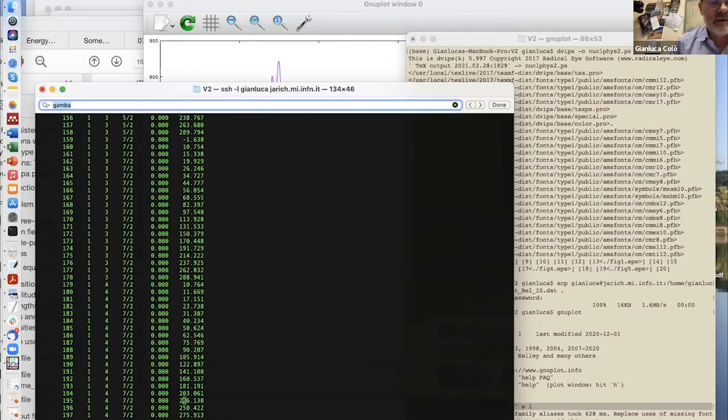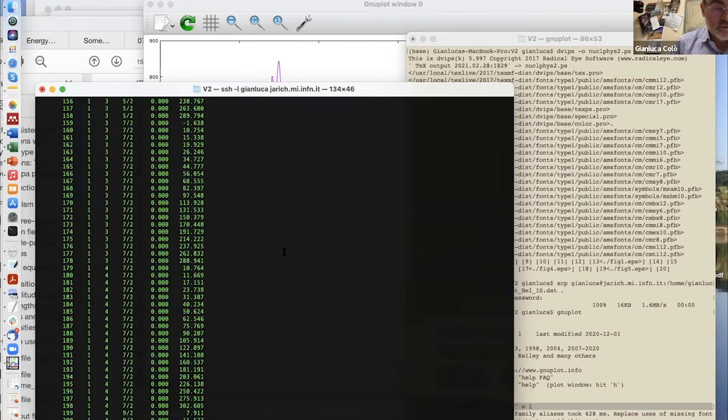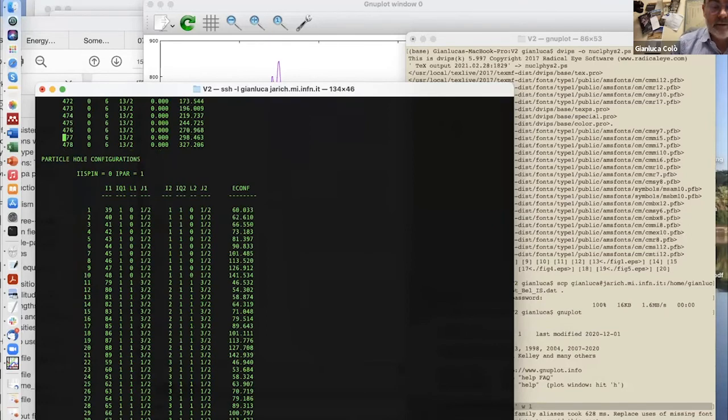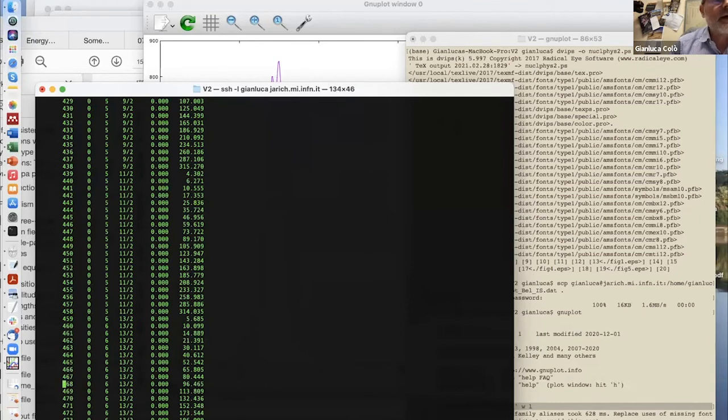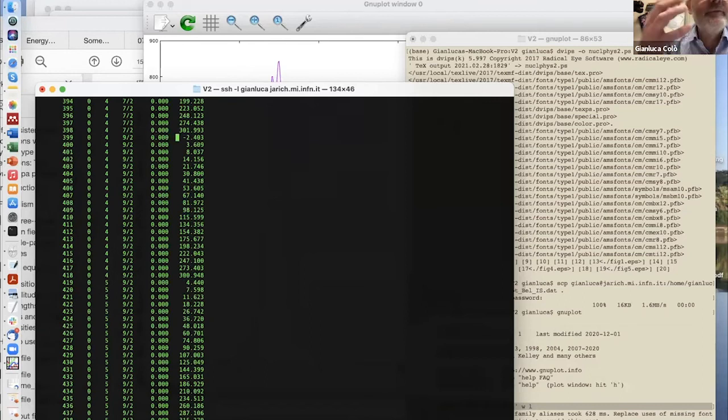So let me try to do this a little bit faster. This is not what I would like to do. So, for instance, let's look at the neutrons. I just scroll quickly and try to find some interesting state. Okay, no, this is not the right output, sorry. For instance, I can have a look whether this energy of a g9/2 at minus 2 MeV corresponds to something reasonable or not.